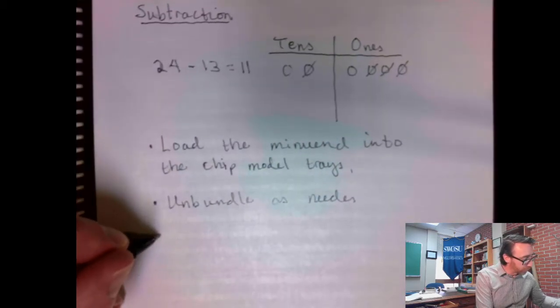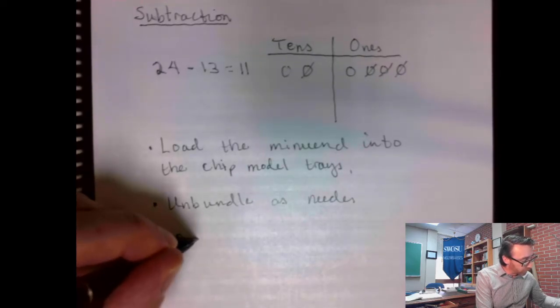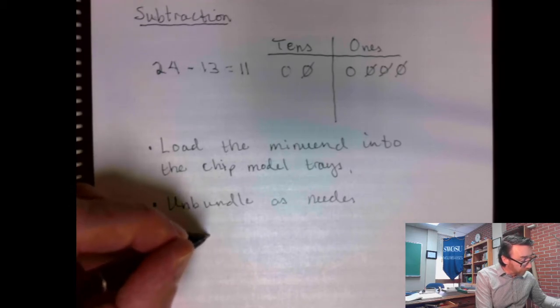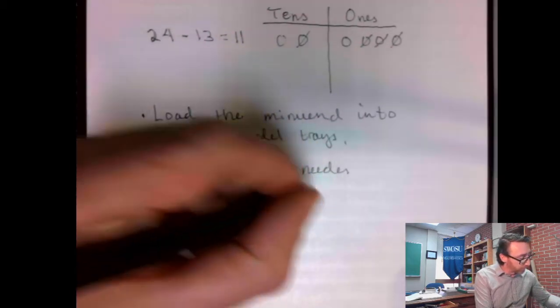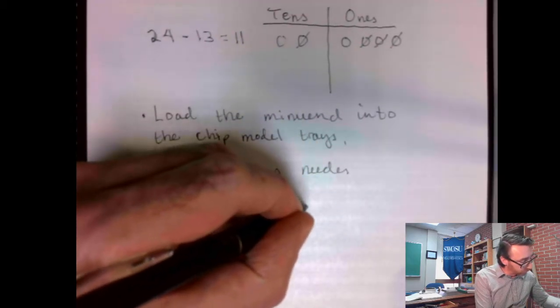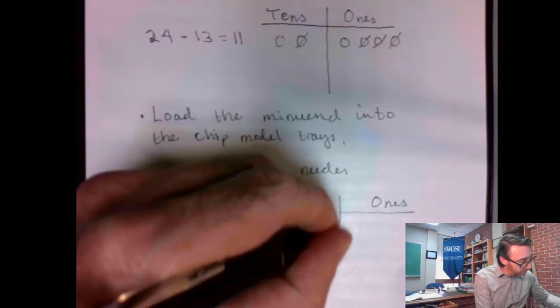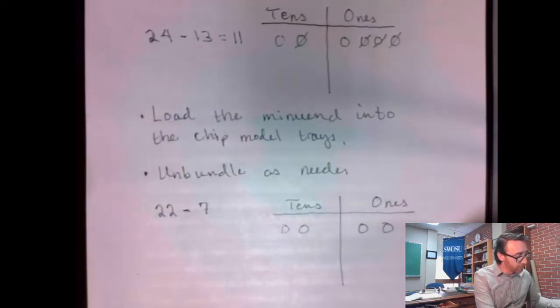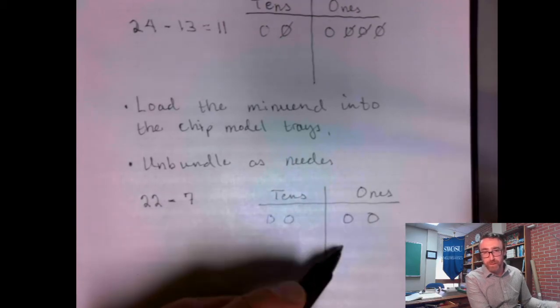So just a quick example, let's say 22 minus 7. I follow the same procedure that we just talked about. I have tens and then ones, so I load in 2 tens chips and 2 ones chips. And now I'm supposed to take away 7 from here. Well, I can't do that.